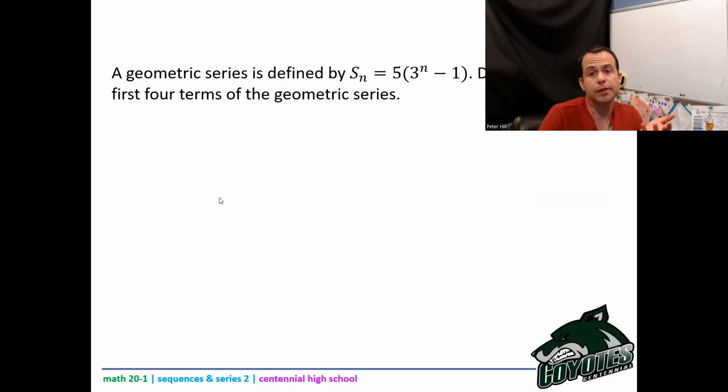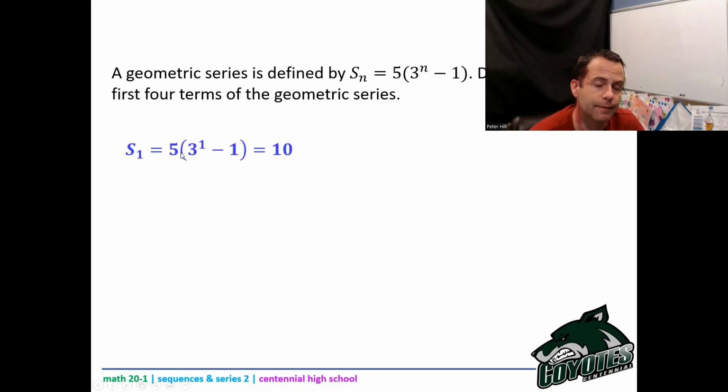Let's start finding the sum of the first term. That'd be S of 1. Well, S of 1 is 5 times 3 to the 1 minus 1. 3 to the 1 is 3. 3 minus 1 is 2. 2 times 5 is 10. So the sum of the first term is 10. Now think about what I just said. The sum of the first term is 10. Doesn't that mean the first term has to be 10? Right? Because there's only one term there.